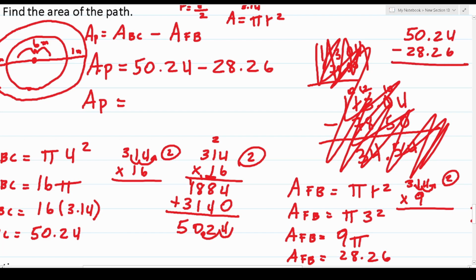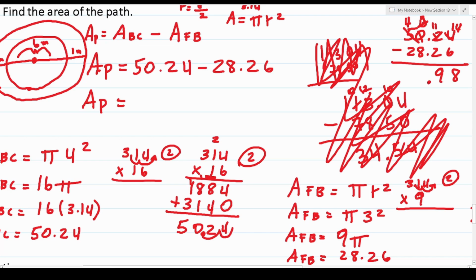4 minus 6 we can't do, so we have to borrow. This becomes 1, this becomes 14. 14 minus 6 is 8. 1 minus 2 we can't do, so we have to borrow. We can't borrow from this 0, so we're going to have to borrow from this 5. It's going to become 4. This is going to become 10. Borrow one more time, so that becomes 9, and this becomes 11. 11 minus 2 is going to be 9.